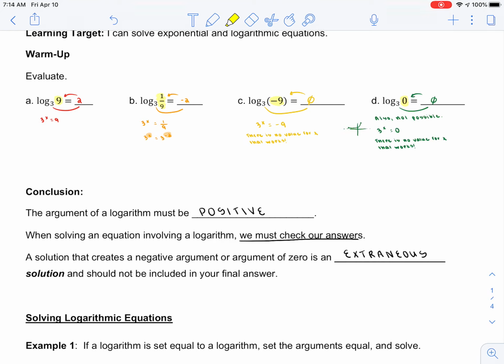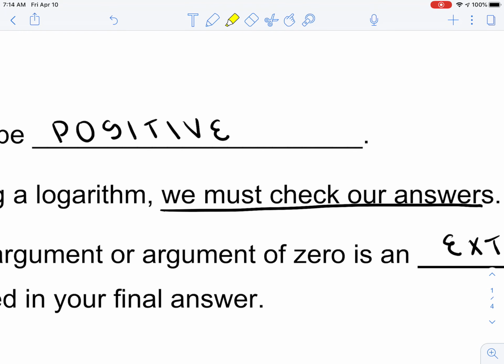Now, when I say positive, I mean 9, 1/9. Negative 9 obviously doesn't work, and 0 also does not work. 0 is not considered a positive number. Remember, 0 takes on no sign. So when we talk about the argument of a log, it has to be a positive number. And I'll even put in parentheses here that it can't be 0 or negative, just so you really understand what that word positive means.